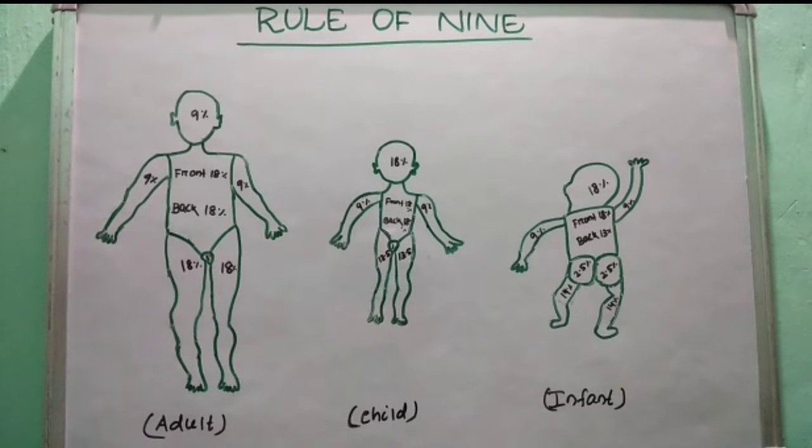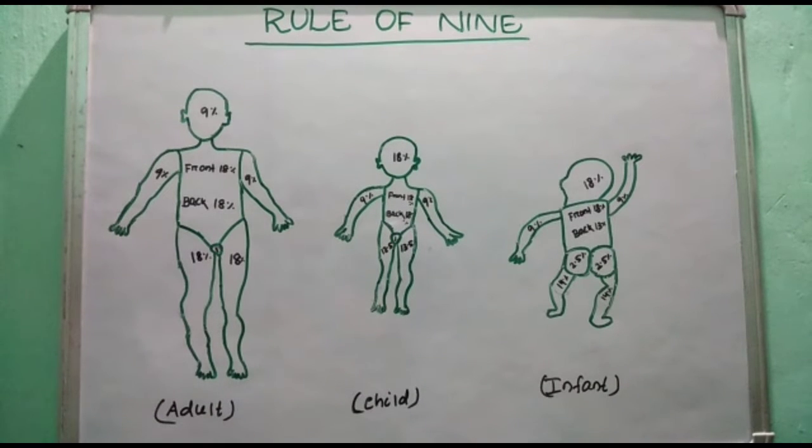Measurement of total body surface area is required for estimating the patient's fluid requirement after bone injury. Why is it called rule of 9? Because the percentage of bone is in multiples of 9, like 4.5%, 9%, 18%, and if the whole body is bone, it is 100%. So the rule is called rule of 9.